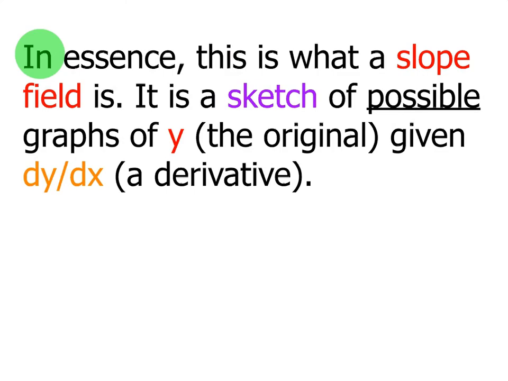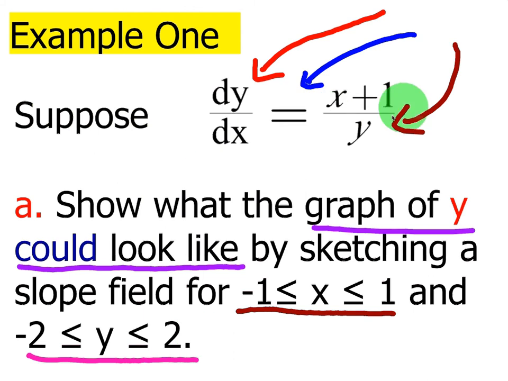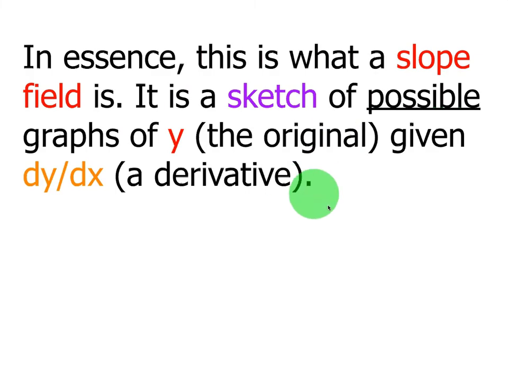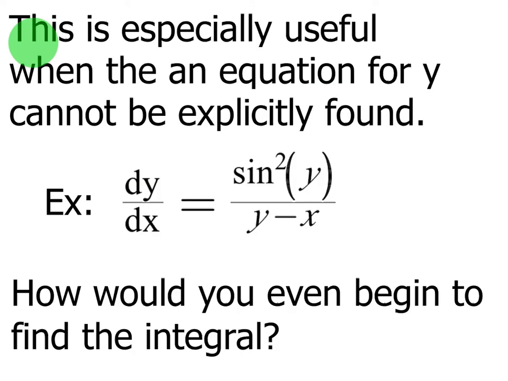In essence, this is what a slope field is. It is a sketch of possible graphs of y. Okay, and y would be the original equation. So when you sketch a slope field, what you're really sketching, you're not sketching dy dx, you're sketching y. dy dx gives you the slope, and that's why you sketch the slopes on the particular fields. And you're given dy dx. So make sure you understand that. Your x-axis is x, your y-axis is y. This is especially useful when an equation for y cannot be explicitly found.